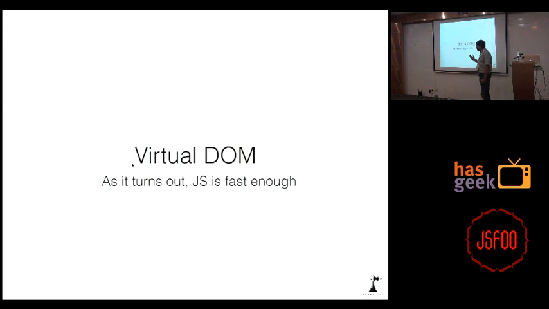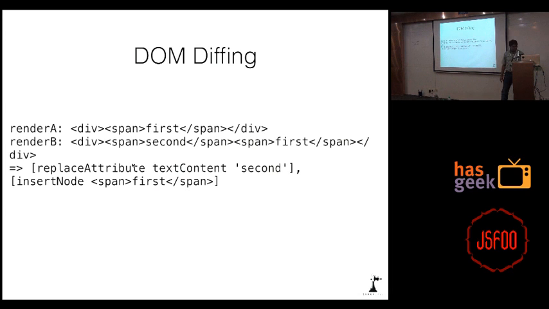As it turns out, JavaScript is fast, and it's fast enough that you can actually maintain the entire DOM structure in memory. And then when a state change happens, you construct another DOM structure, and then you do a diff, and figure out only the parts which change, and play those into the browser. So that way, your scroll positions don't go away. If you have form variables that don't get affected, they don't go away, and all those DOM nodes are ready. Which is actually pretty neat, right?